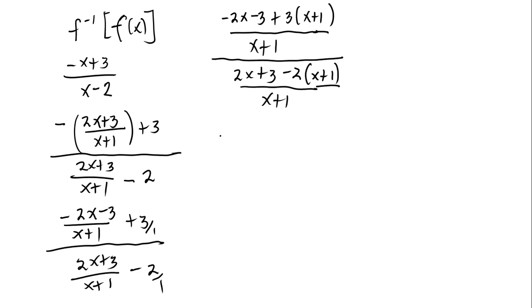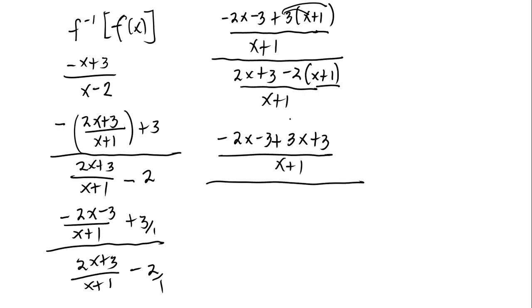And then solve. That is negative 2x minus 3. And then plus 3 times x. Distribute si 3. That is 3x. 3 times 1, that is 3, all over by x plus 1. All over by, this is 2x plus 3. Negative 2 times x, that is negative 2x. Negative 2 times 1, that is negative 2, all over x plus 1.